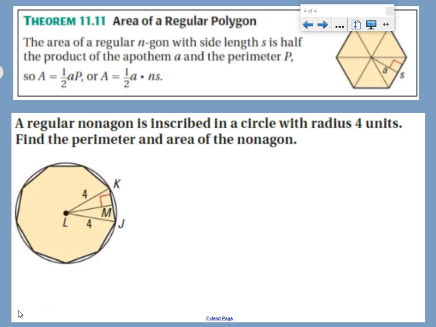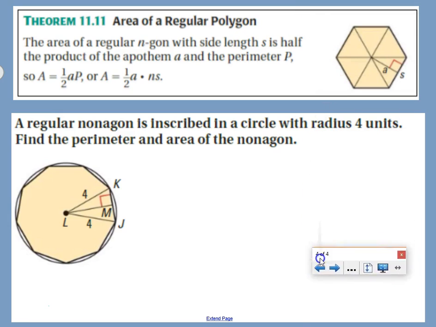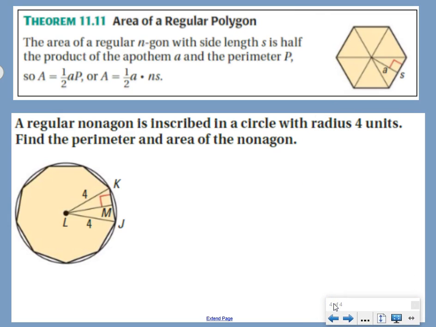Last piece, the big takeaway, is theorem 11.11, area of a regular polygon. So the area of a regular n-gon with side length S is half the product of the apothem A and the perimeter P. So our area formula is half times A times P, or area equals half times A times N S, because our perimeter formula is actually N times S. So the number of sides times the side length.